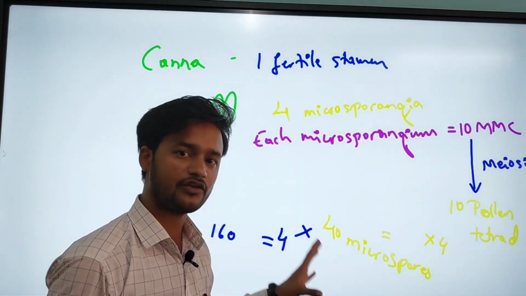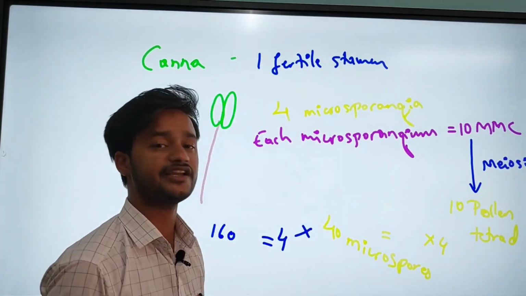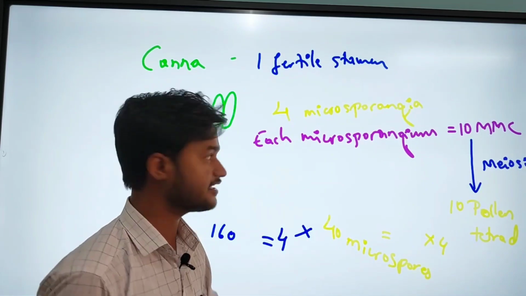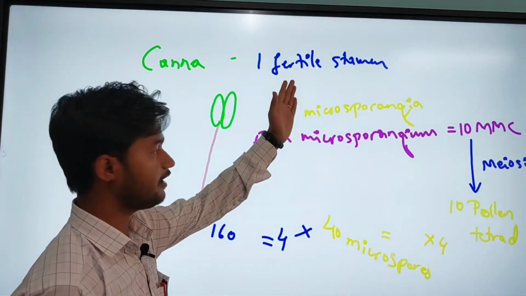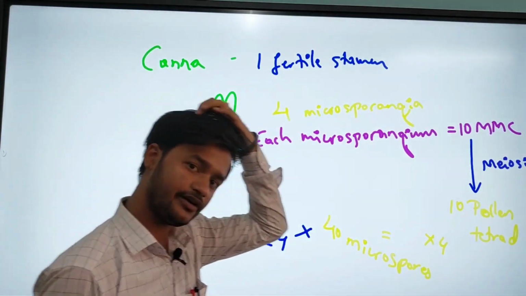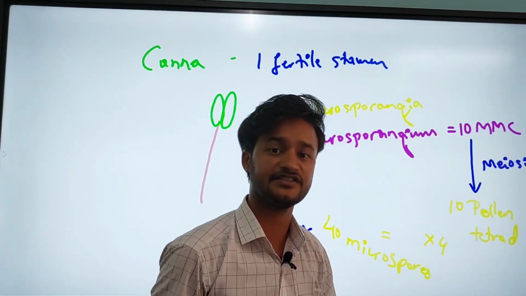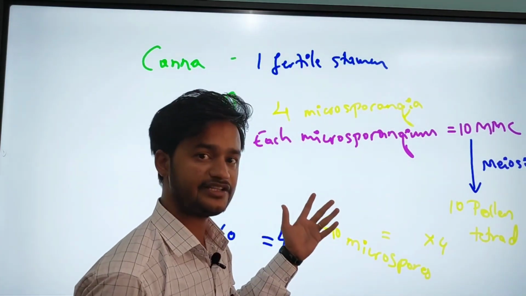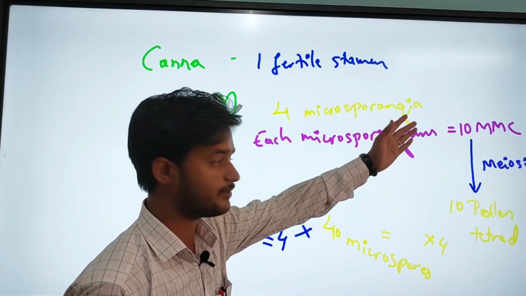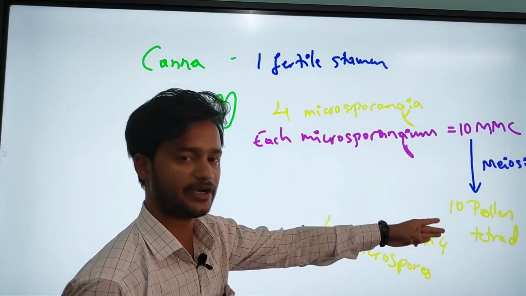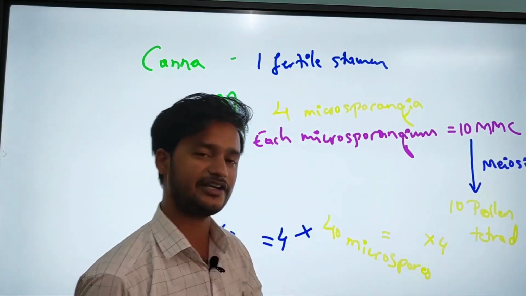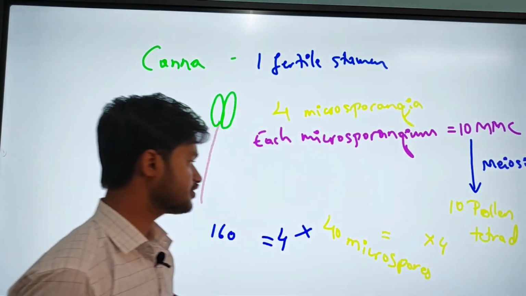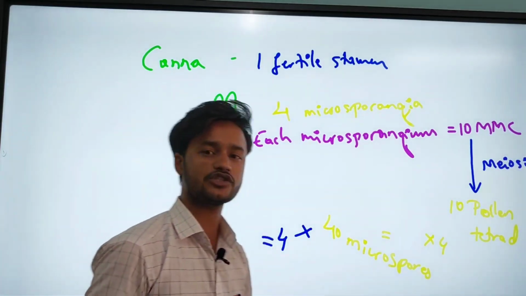So that calculation type of question is very important for your NEET medical entrance examination, right? Each stamen consists of the anther, and it consists of 4 microsporangia. Those 4 microsporangia contain the microspore mother cell which undergoes meiosis to produce the pollen tetrad, and each pollen tetrad produces 4 microspores, right? So let us discuss what is a microspore.